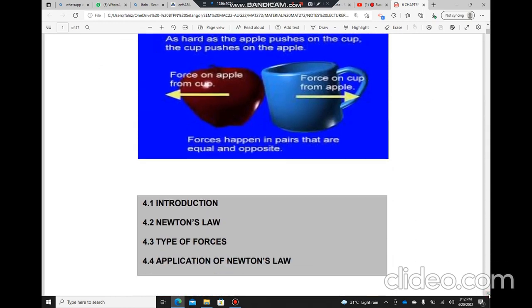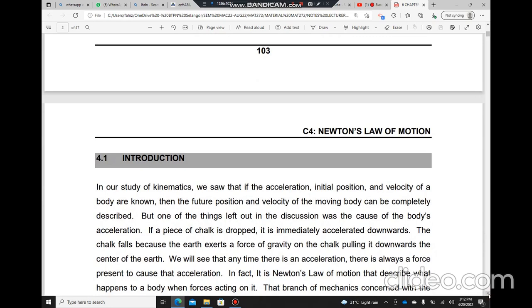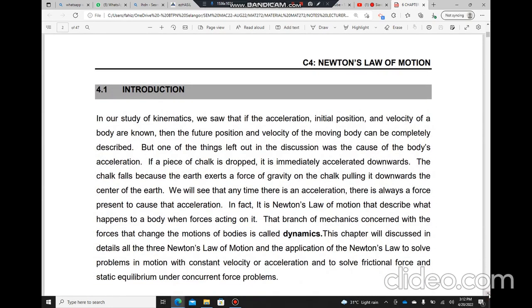Okay, so the content for this chapter are introduction, Newton's law, types of forces, and last one, application of Newton's law. As an introduction, in our study of kinematics, we saw that if the acceleration, initial position and velocity of a body are known, then the future position and velocity of the moving body can be completely described. But one of the things left out in the discussion was the cause of the body's acceleration.